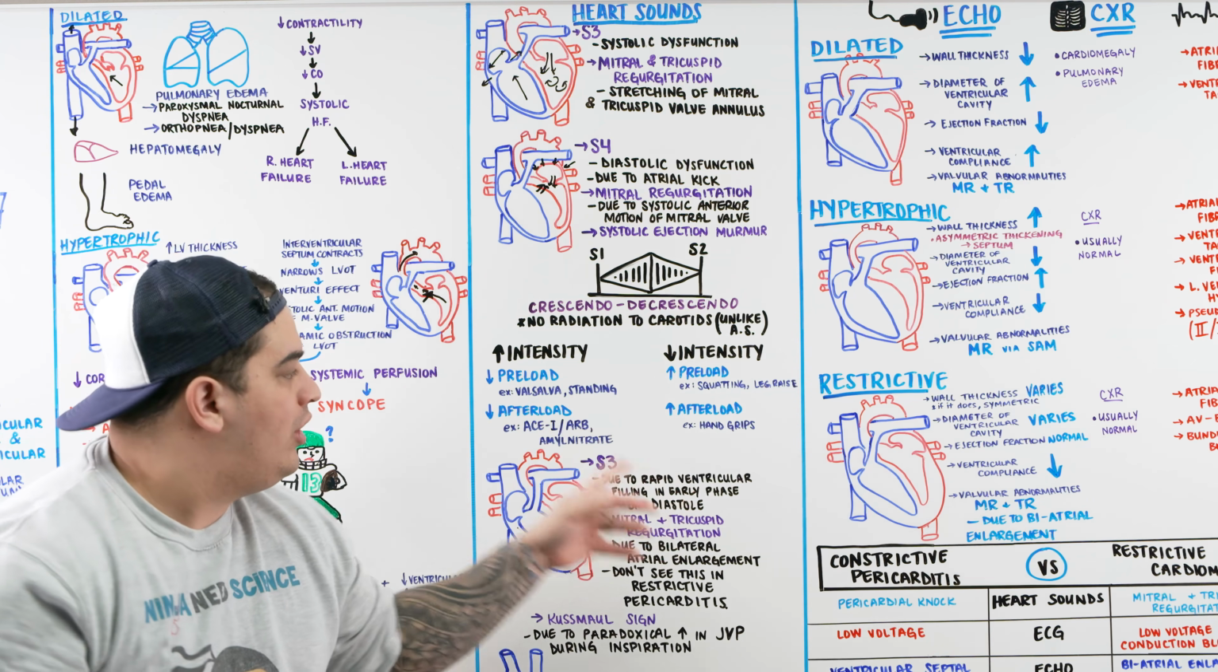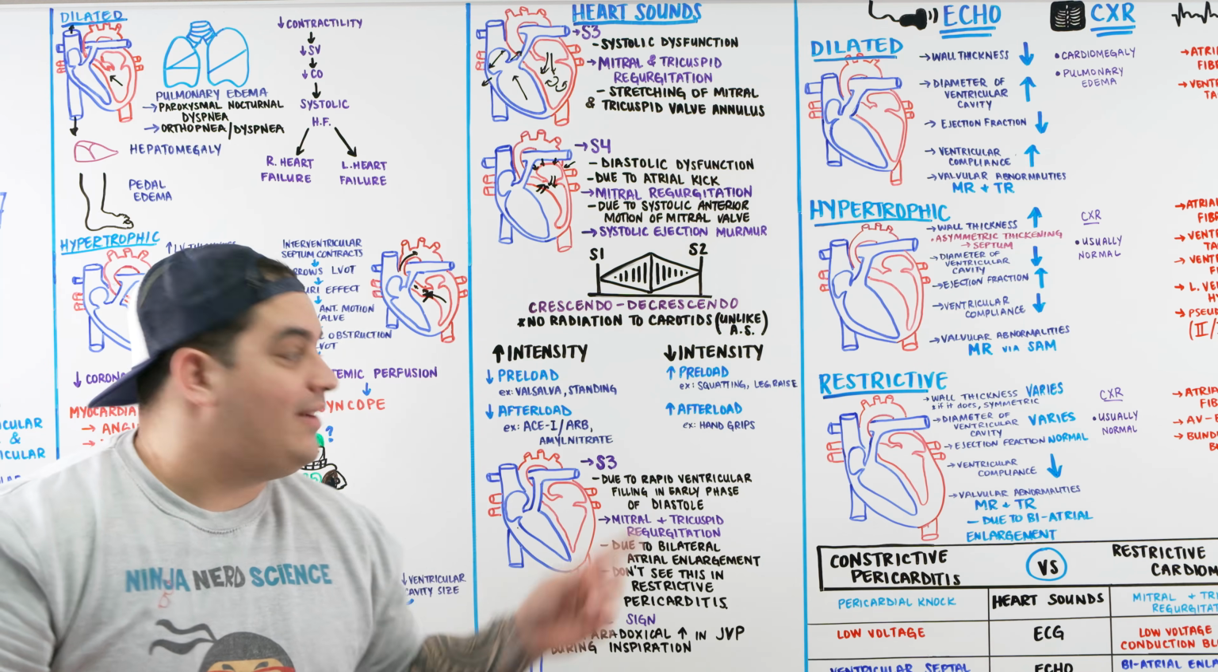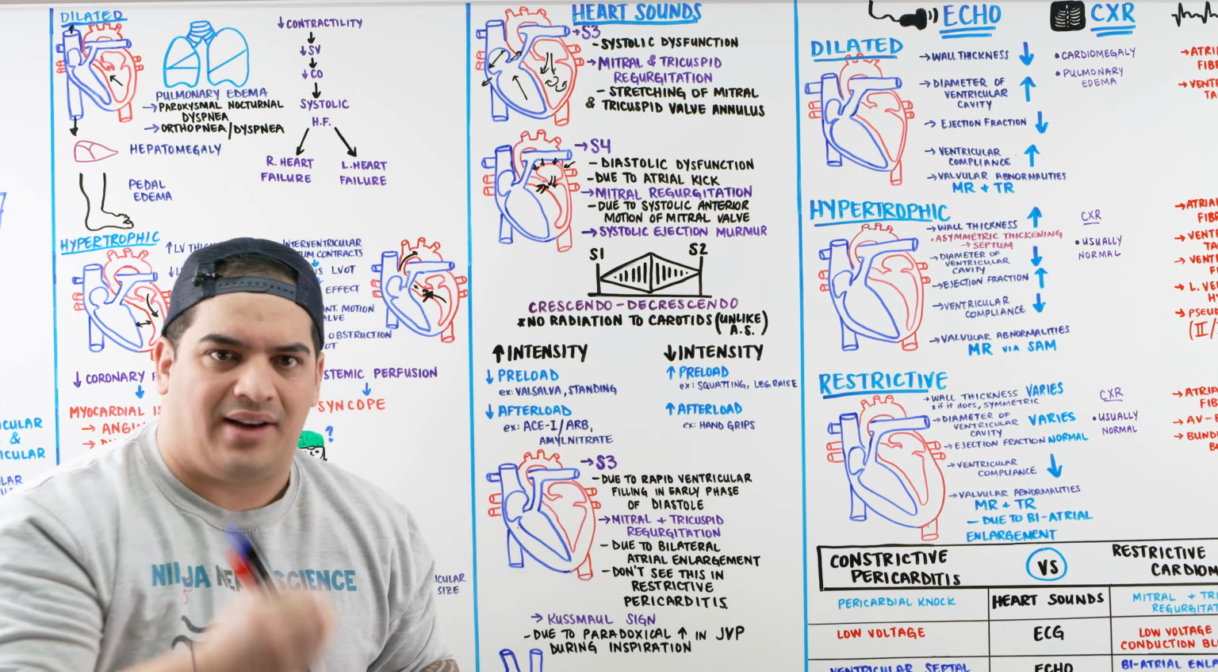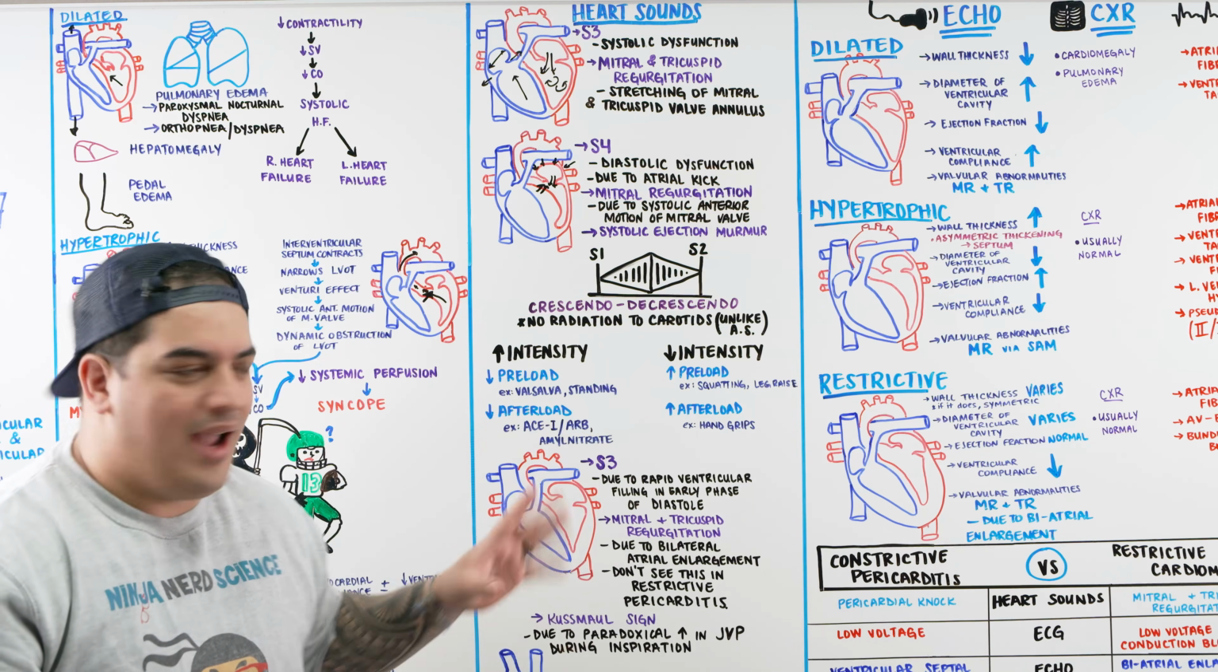Now, what can we do to reduce afterload? We can actually give drugs like ACE inhibitors, ARBs, or we can give something called amyl nitrate, which is a little bit faster acting. And what it'll do is it'll vasodilate the vessels and drop the afterload, okay?